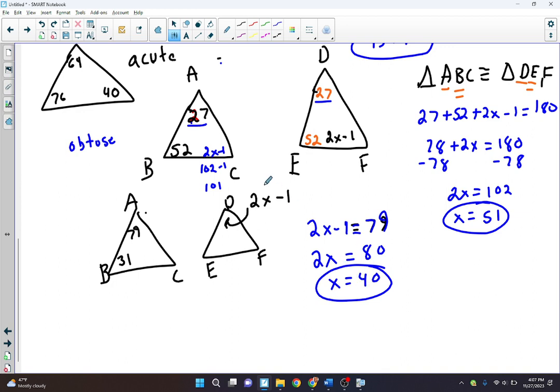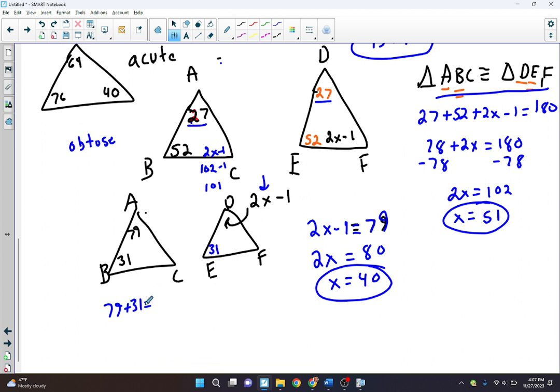Okay. So this is 40, which you could plug back in, but you actually already know what this should be. It should be 79. E would be 31. Let's pretend I gave you the statement again. E should be 31. So C, let's find out what C is. It has to add up to 180, so 79 plus 31 plus C equals 180.